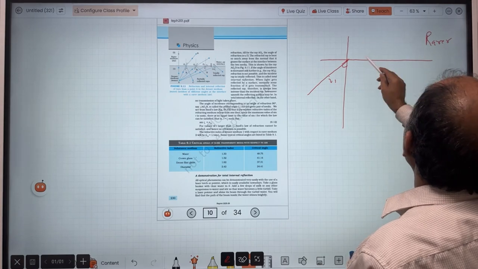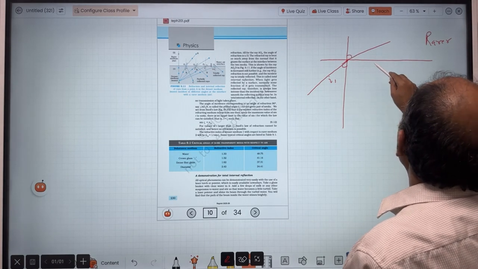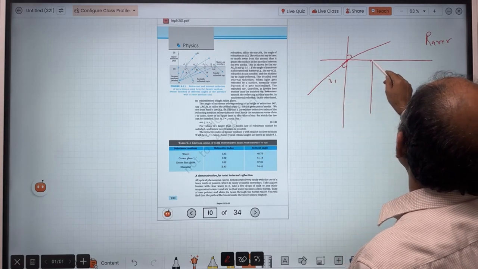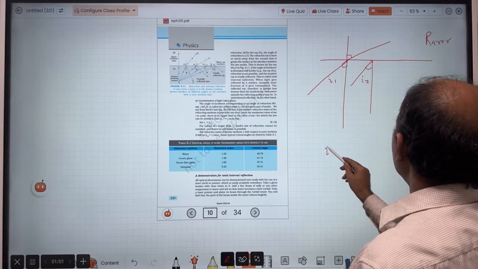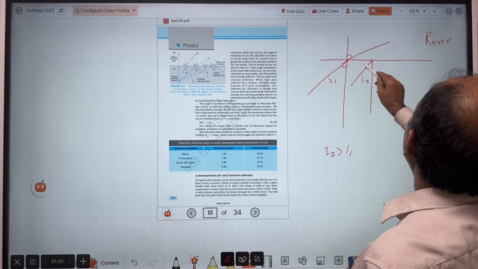This angle is, say, I1. Then it will move away from the normal. Suppose this angle becomes this. Take another case. Here we are going to increase the angle of incidence. So in this case, suppose this is I2. We have taken I2 greater than I1.